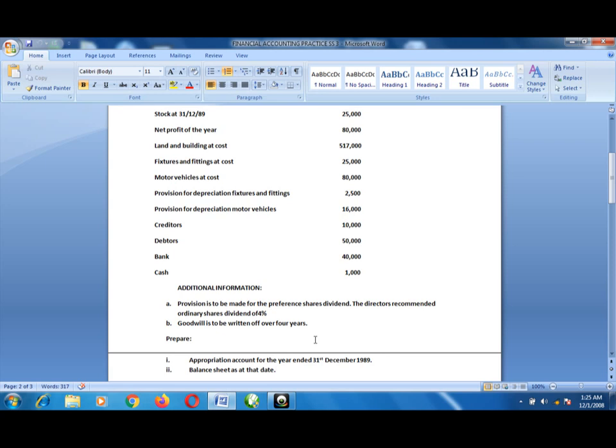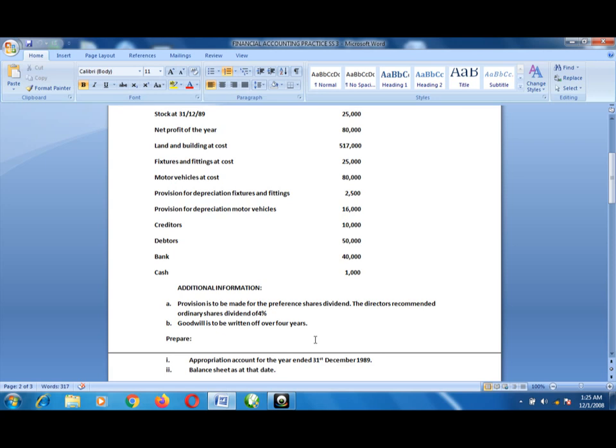And in case you are given more additional information, like transfer to general reserve, and you have some other items, like general reserve, and you have goodwill written off. Instead of giving you 4 years, the value of the goodwill written off will be given. That is, the actual figure will be given instead of an analysis like this. And whatever is given, transfer them to the profit and loss appropriation account.